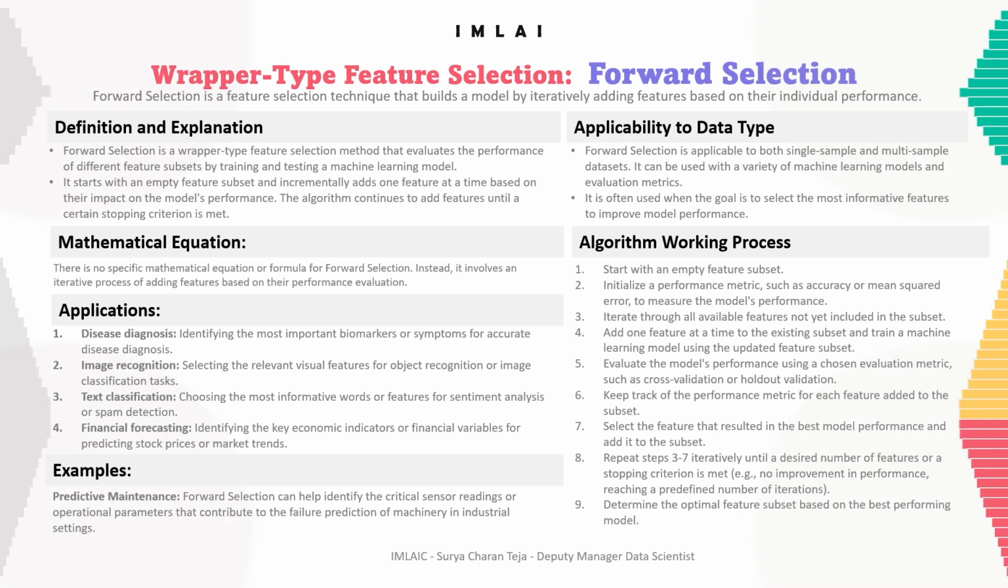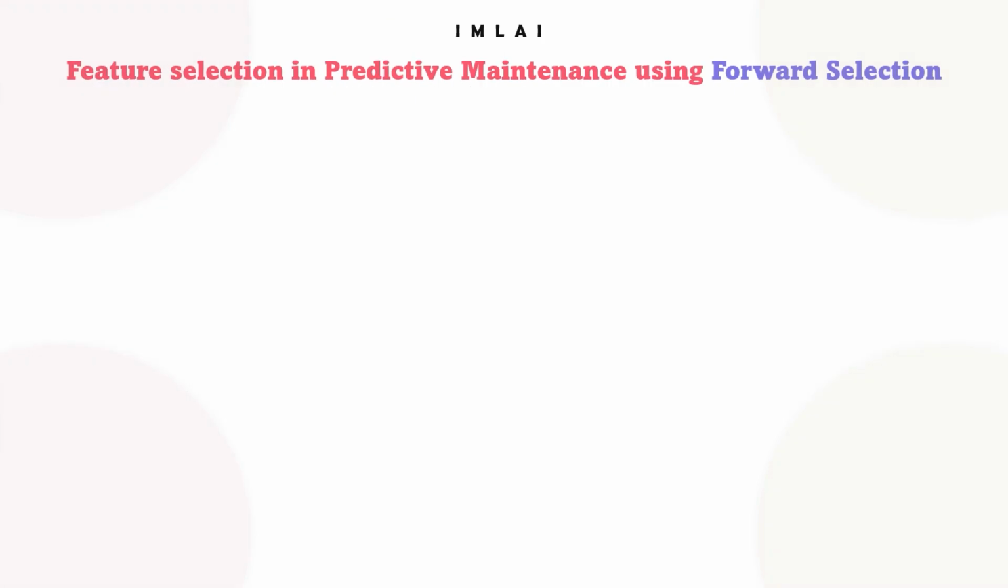Now let's take one example to demonstrate the forward selection algorithm. Let's look into a step-by-step procedure for using forward selection to identify critical sensor readings or operational parameters for failure prediction in predictive maintenance. So that's feature selection in predictive maintenance using the forward selection algorithm. Let's begin with step one.